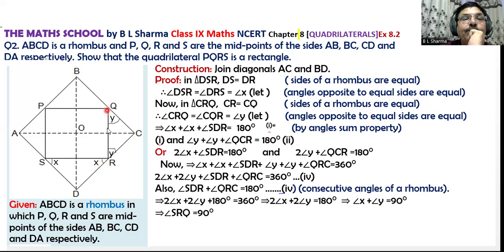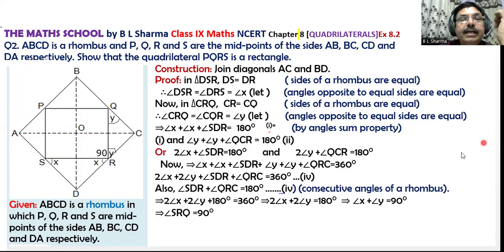इस PQRS कोऑर्डिनेटर में ये एक एंगल हमने 90 प्रूव किया. सिमिलरली दिस एंगल विल बी 90 डिग्री. सिमिलरली दिस एंगल विल बी 90 डिग्री. Similarly, this angle will be 90 degrees. So all angles will be 90 degrees.